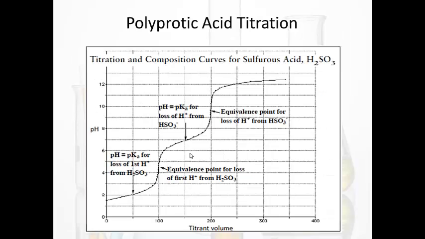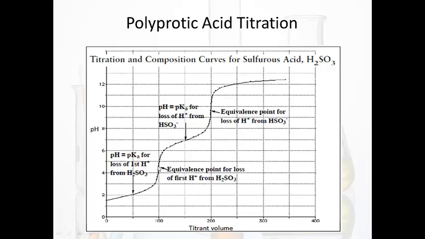The reason it's a buffer region is because we have present our acid as well as our conjugate base. Another type of titration you'll be doing in this lab is a titration of a polyprotic acid. This means that we have more than one ionizable hydrogen. This is just an example of a diprotic acid, sulfurous acid, and it has 2 ionizable protons. You can tell this is a polyprotic acid because, number one, we start below 7, so it's definitely an acid, and then you have 2 step changes.